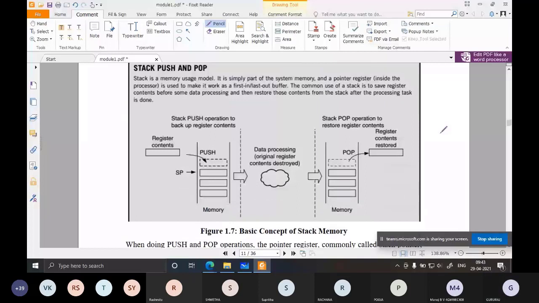You can see a simple diagram here of how the stack operations will be done. To access stack memory, you should use the instructions push and pop. You have already studied this in 8051, and the same thing we will also discuss here. Stack memory usage model: it is a simple part of the memory system, and a pointer register inside the processor is used to make this work. Stack is always first in, last out.